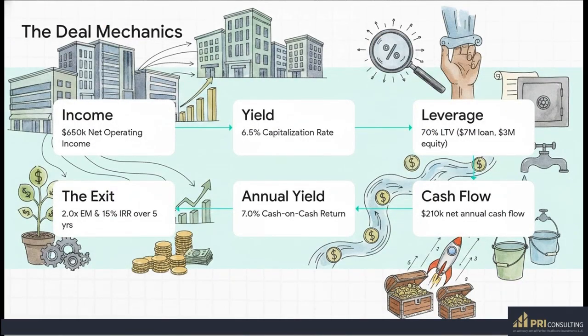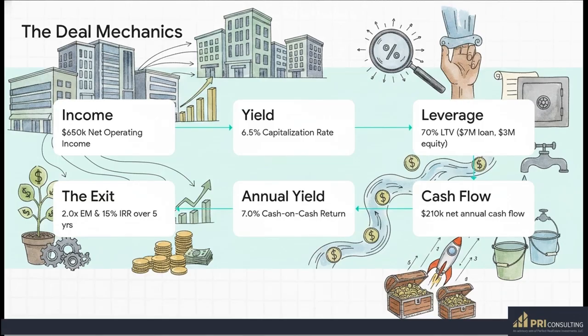First, income. After paying taxes, insurance, and utilities, our building generates $650,000 in net operating income. Second, yield. Because we're buying a $650,000 income stream for $10 million, our market yield is a 6.5% cap rate. Third, leverage. We secure a 70% LTV commercial loan, meaning the bank gives us $7 million and we put in $3 million of our own cash equity.